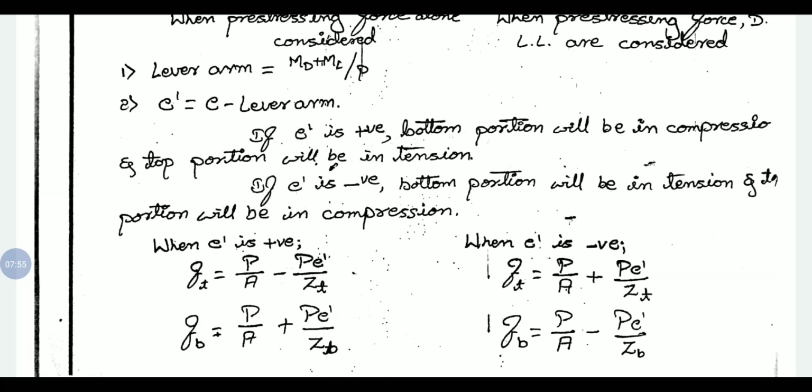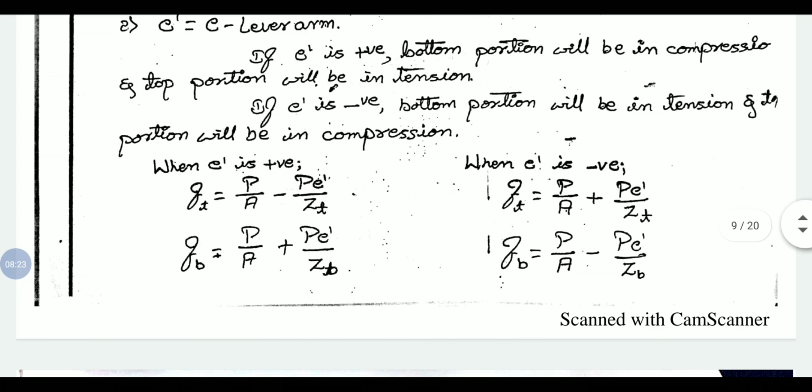If E dash is positive, then bottom fibers will be under compression and top fibers will be under tension. That is, the compression zone has not yet shifted above the tendon location. If E dash is negative, then bottom fibers will be under tension and top fibers will be under compression. That is, the compression zone has shifted above the tendon. So for calculation of fiber stresses at top and bottom for the two different cases, we have formulas FT and FB shown on the screen.